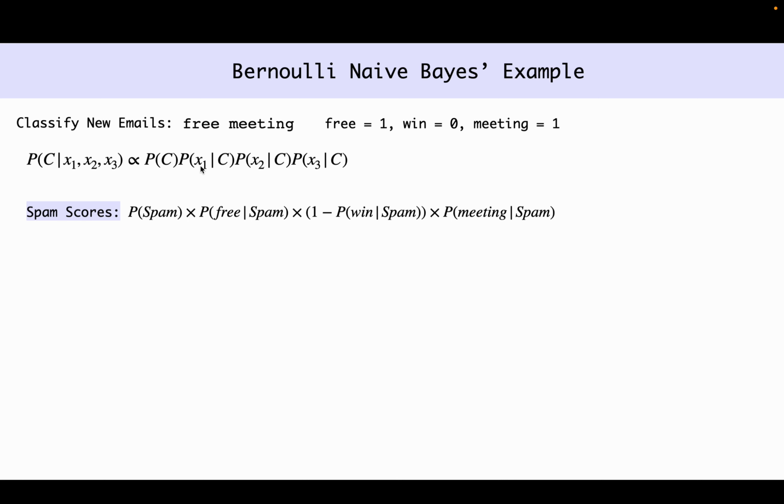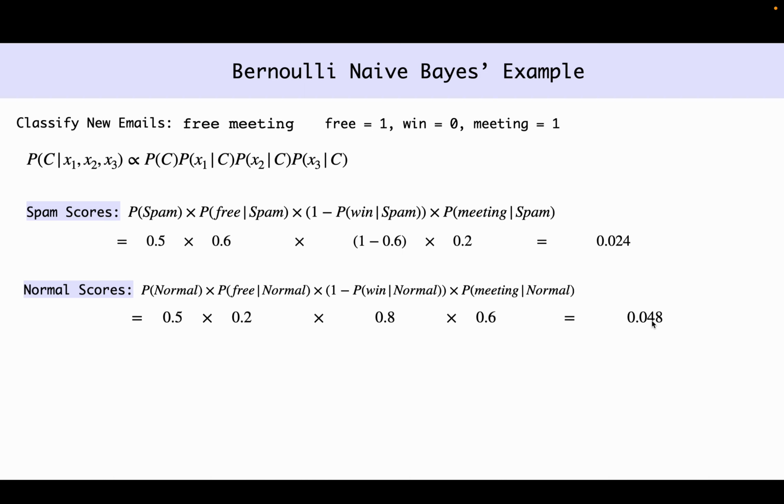So when we do it, we have the probability of spam, which is this prior probability, and the first term is the probability of free given spam, and the second is x2. Here x2 indicates win, and we know that in this particular test input it is 0. So we actually want the probability that it does not exist, so it is 1 minus the probability that it exists. That's how we are writing it here, and then the probability of meeting given spam. Meeting also exists in the test input. So we compute the spam score. This would be the spam score, and in the same way we compute the normal score.